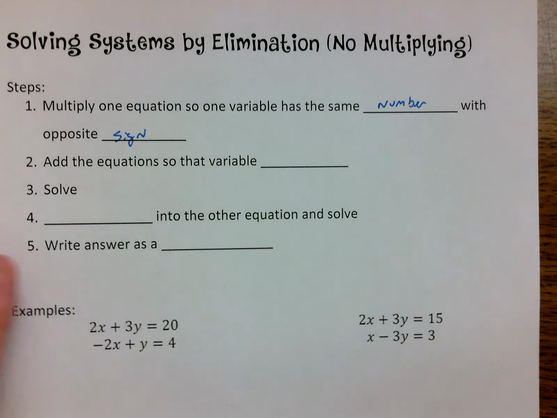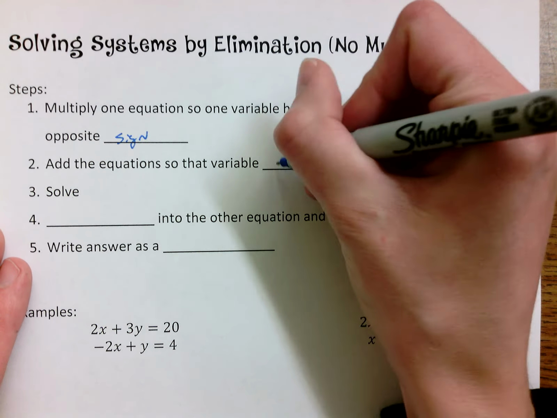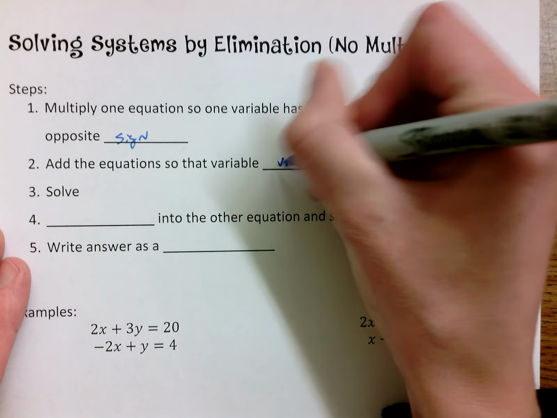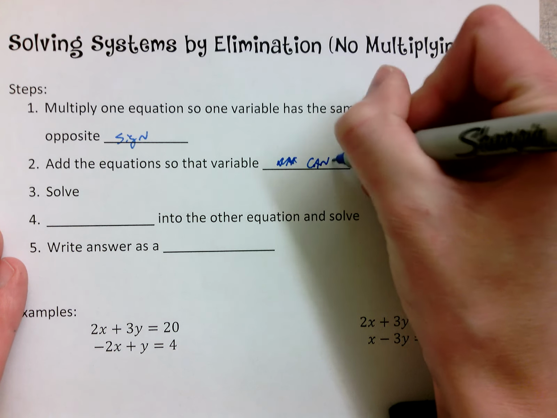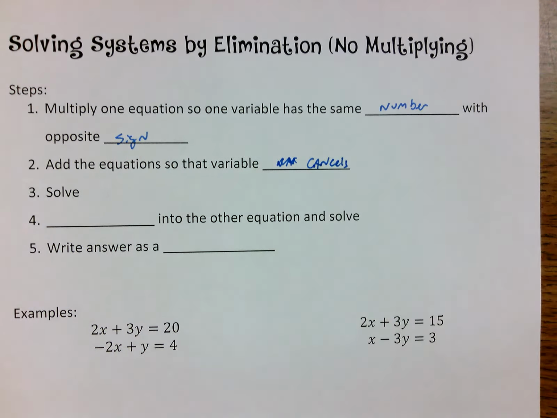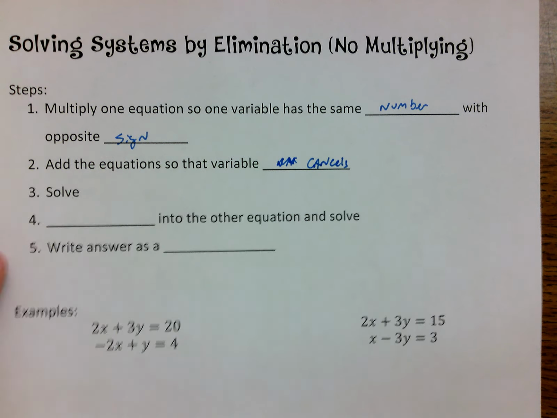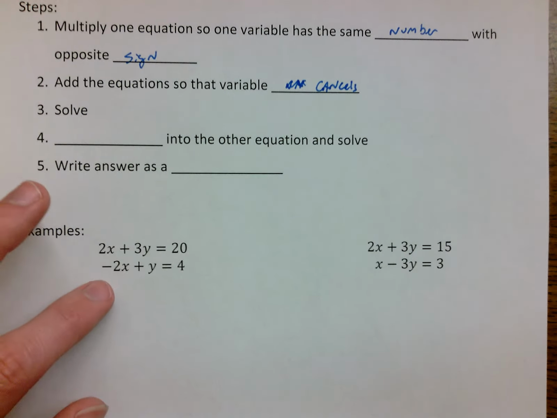Step number two is we are going to add the equations so that the variable cancels. I started writing variable again. So we're going to add the equations so that the variables cancel. Let's take a look at this one. So here's what we're going to do.